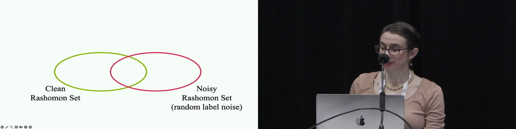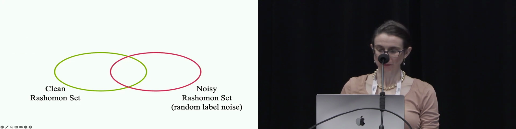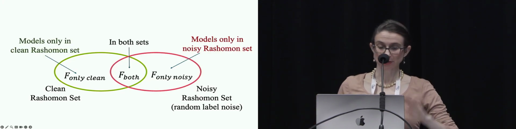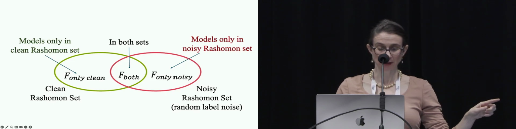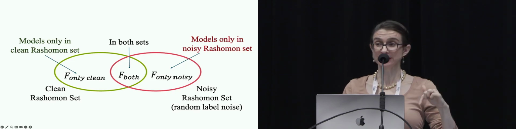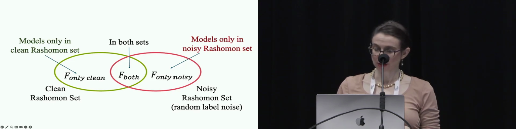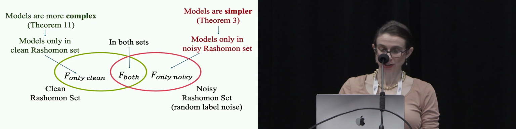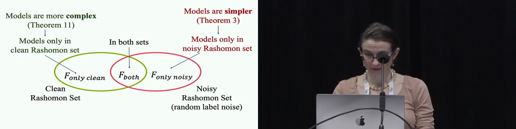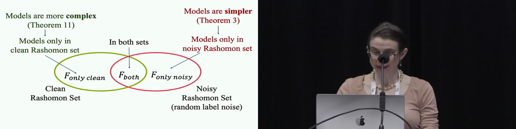Now, a nice way to see what happens here is to look at the models in the clean and noisy Rashomon sets. So there are 3 types of models. Models just in the clean Rashomon set, okay? And then models in both of the sets, and then models that are only in the noisy data's Rashomon set. And as it turns out, under mild assumptions, models only in the clean Rashomon set are strictly more complex than the optimal model for the noisy data. And models only in the noisy Rashomon set are strictly simpler than the optimal model for the clean data.